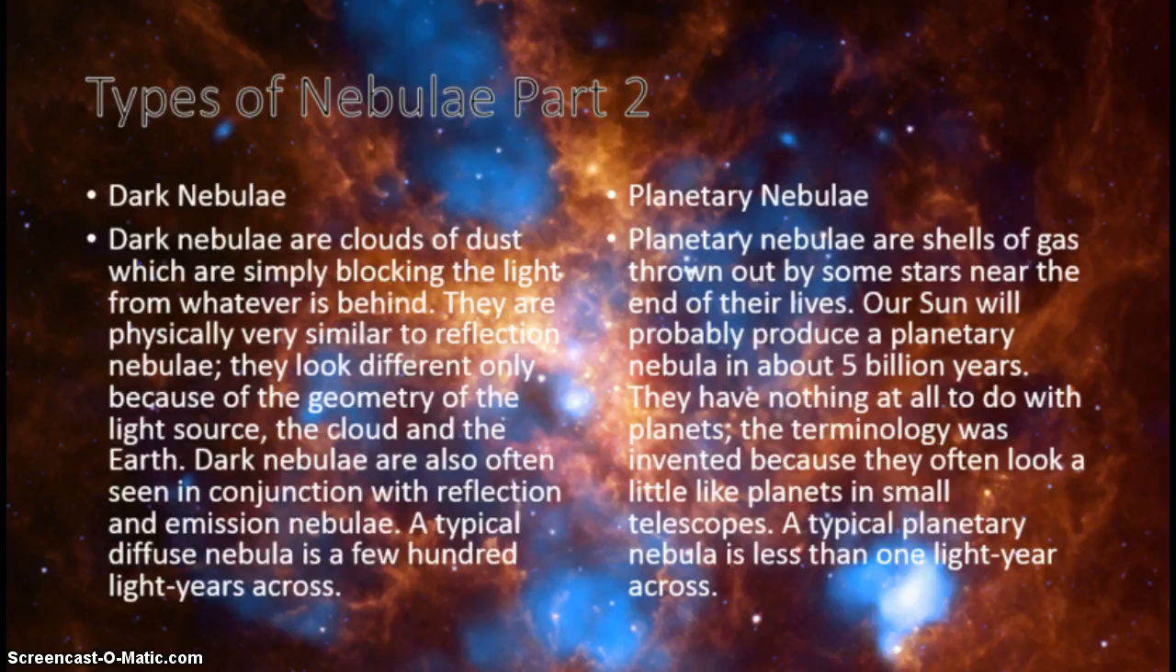Planetary nebulae. Planetary nebulae are shells of gas thrown out by some stars near the end of their lives. Our Sun will probably produce a planetary nebula in about 5 billion years. They have nothing at all to do with planets. The terminology was invented because they often look a little like planets in small telescopes. A typical planetary nebula is less than 1 light year across.